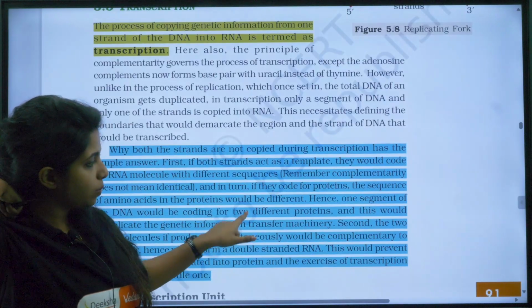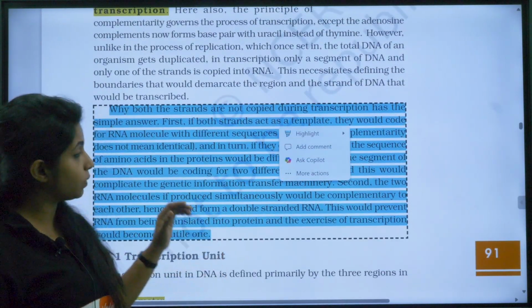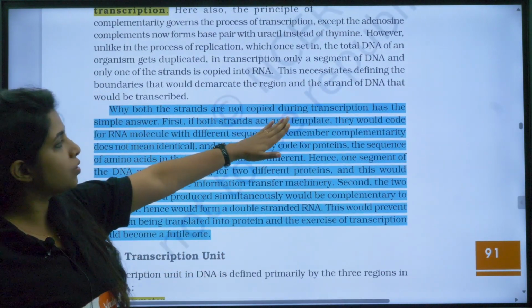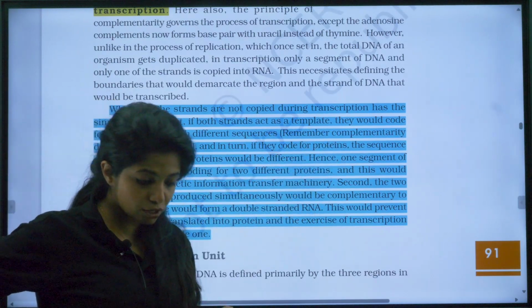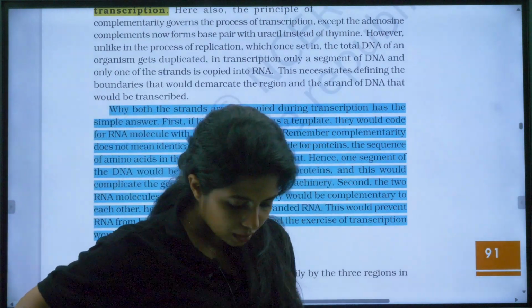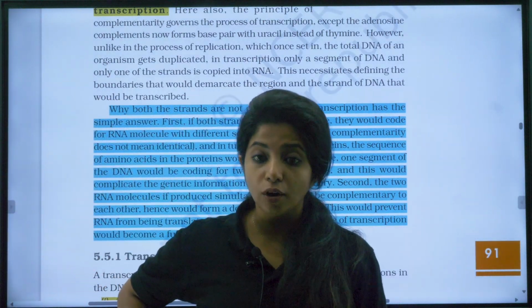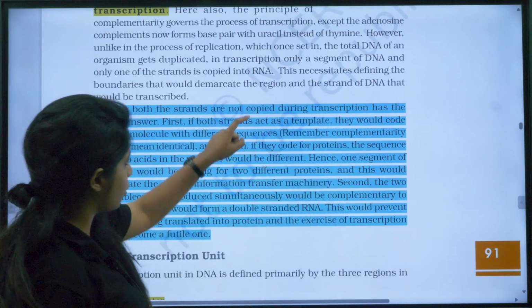Now transcription, I hope you know that. This is something that is not being asked, but I am telling you it could be asked, which is why I mentioned it in blue. Why are both the strands not copied during transcription? Transcription is where only one strand is being copied. Why do you think both the strands are not being copied? The answer to this is found over here.